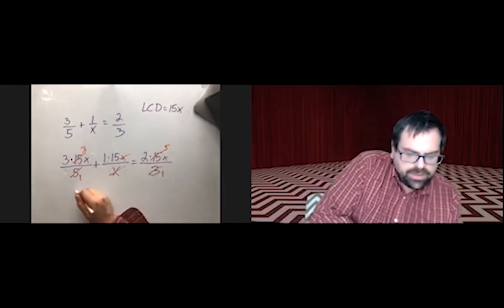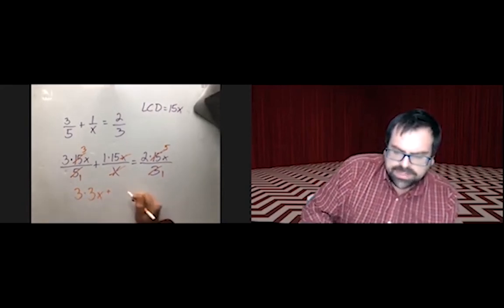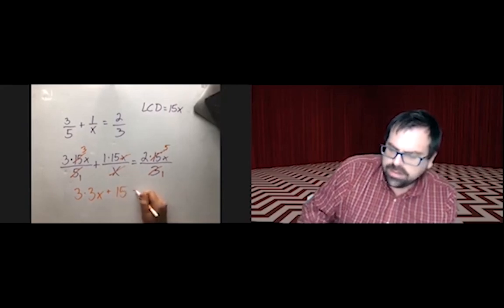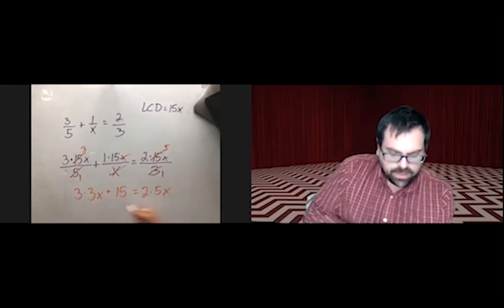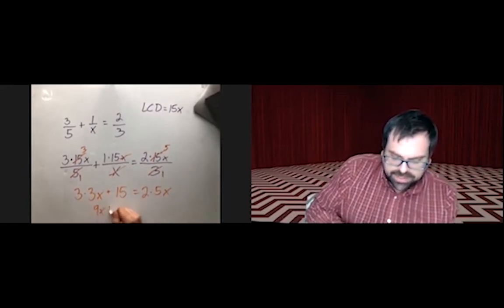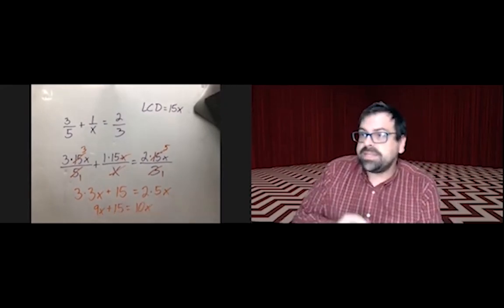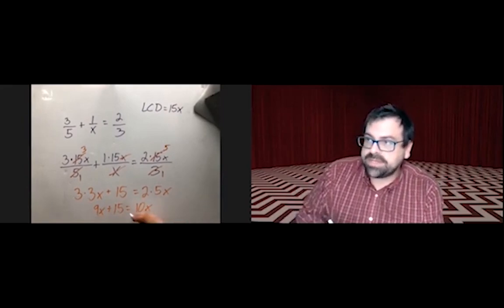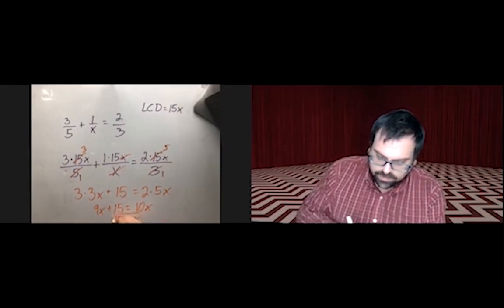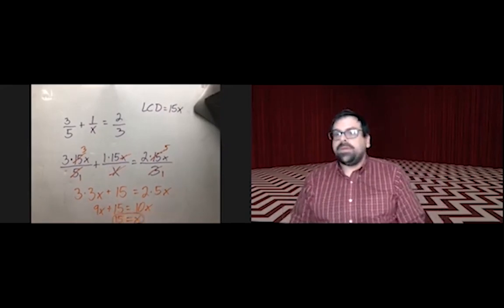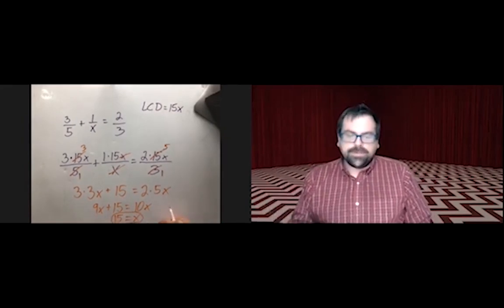So we're left with 3 times 3x plus 15 equals 2 times 5x. This is 9x plus 15 equals 10x. And if I subtract 9x from both sides, 10x minus 9x is just x equals 15. It is the same answer.